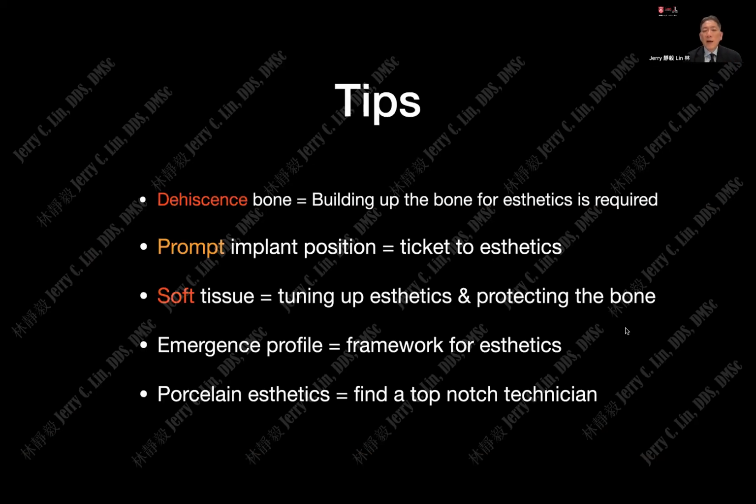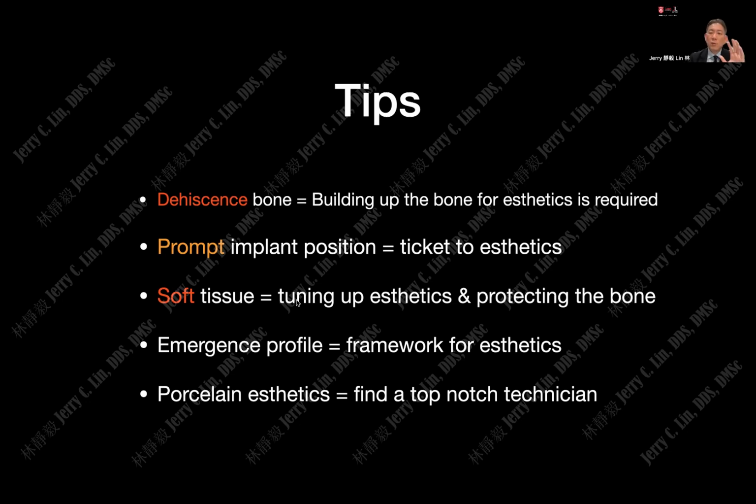So the tips for that: we have a dehiscence bone type, so we need to build bone for aesthetics, which is required and important. Proper implant position is the ticket to aesthetics. We have to keep that in mind. And soft tissue wise, if we have enough soft tissue, then we can tune up the aesthetics, and also we protect the bone. And of course, we would have a good emergence profile build-up, and then pose aesthetics for this matter.